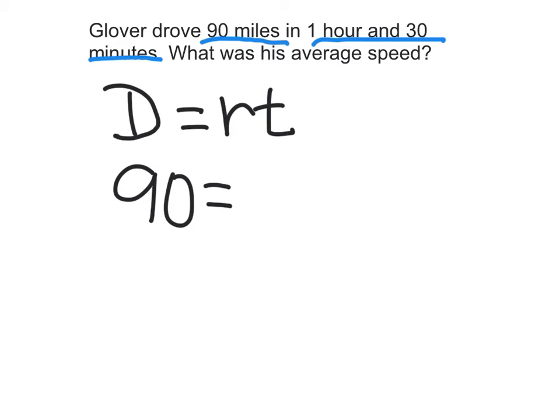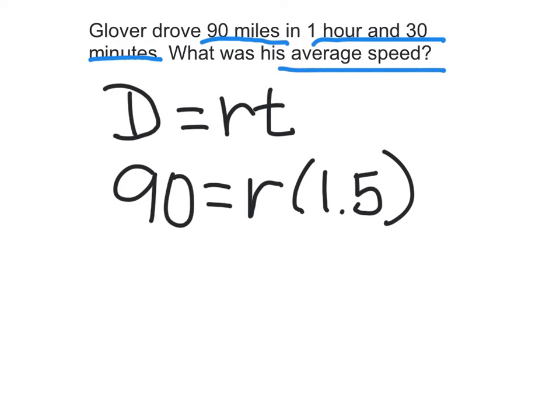So, all right, let's take the hour and 30 minutes and let's write that as either a mixed number or a decimal. I would recommend a decimal. So 1 hour and 30 minutes, that's 1.5 hours. So 1.5 hours. And we're solving for the rate. We're asked what was his average speed. So r is what we're solving for.